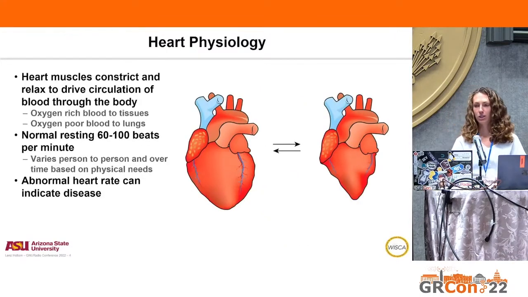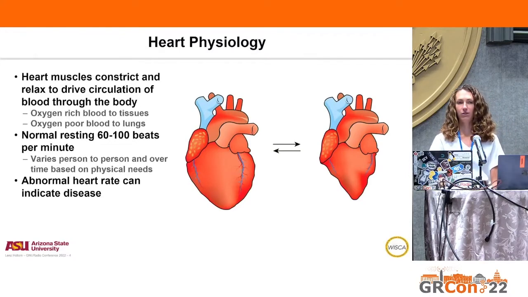Your heart is a muscle, and it contracts for the purpose of circulating oxygen-rich blood to your tissues and then bringing the oxygen-poor blood back to your lungs. The way that it acts as a pump is by the muscles actually physically constricting, and so this is a movement. When you hear about your heartbeat, what is being counted is that contraction of your heart muscle. A typical resting heart rate is about 60 to 100 beats per minute in a healthy adult.